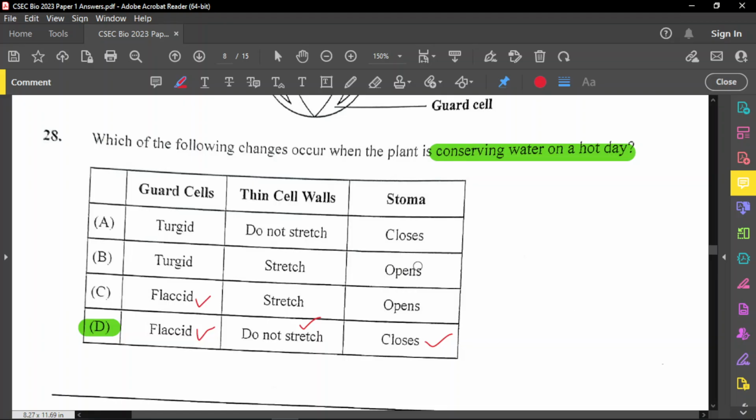Okay, so it can only be between B and D. No, matter of fact, A and D can only be the options. But let's eliminate quickly. For the stoma to close, the guard cells must be flaccid because the guard cells lose water. And of course, they do not stretch because they collapse and come together. All right, so option D is the correct answer for question number 28.